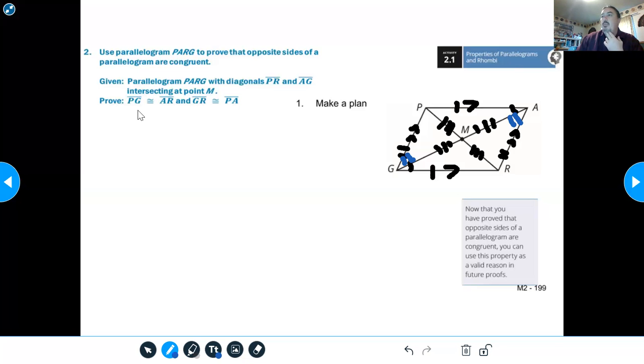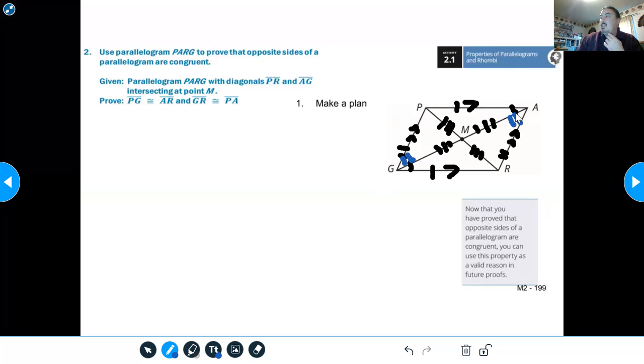But remember, what are you proving? You're going to prove that PG is congruent to AR. So PG is this side here, and this side, well, that's a definition of the parallelograms, but I can't use that in my proof. How can I go about doing that?